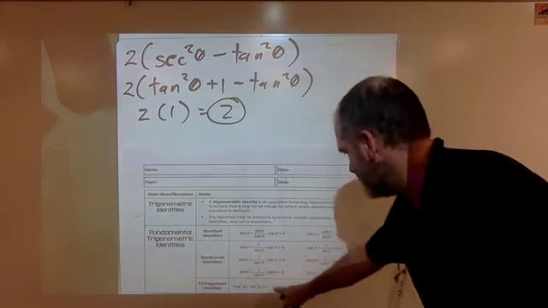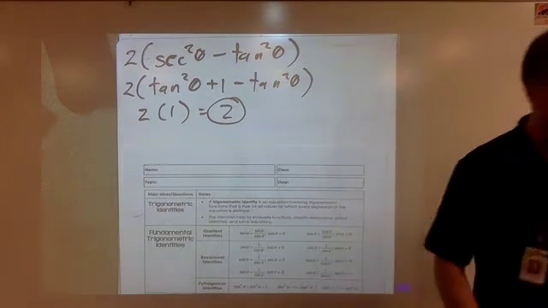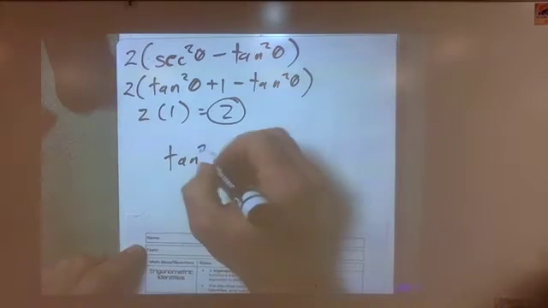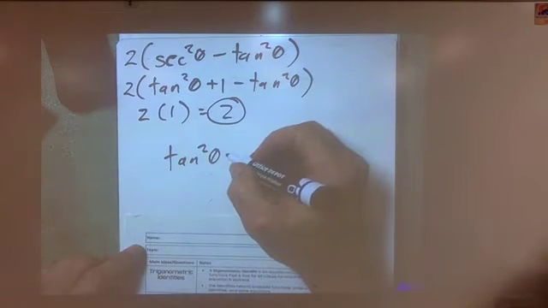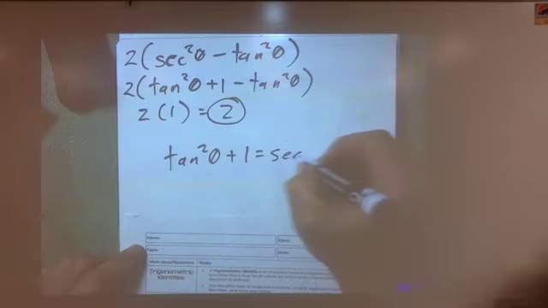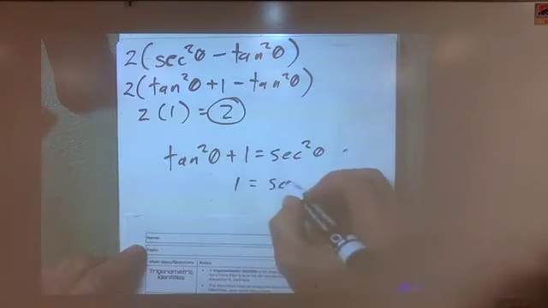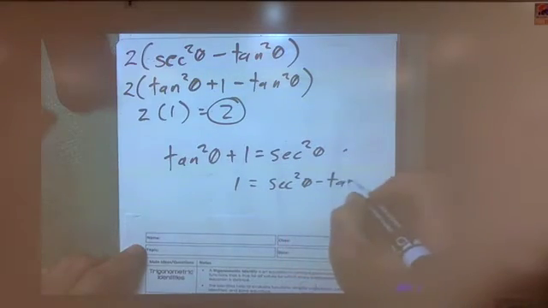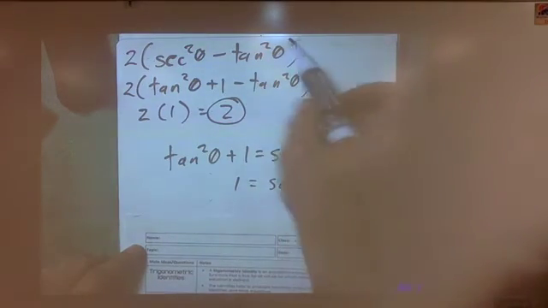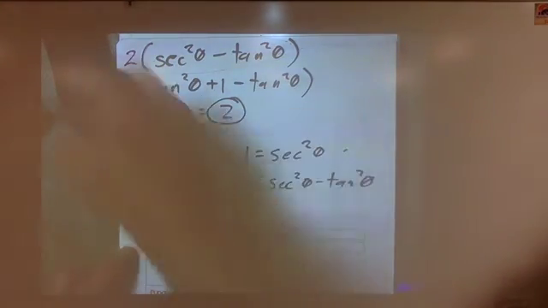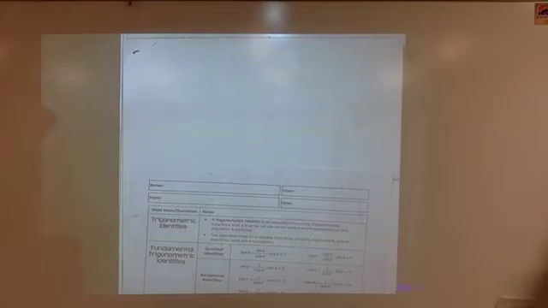And that would make sense if you took this identity right here, which I'll write a little bigger so you can see it, but it's tangent squared theta plus 1 is equal to secant squared theta. If you just subtract the tangent to the other side, you end up with secant squared theta minus tangent squared theta, and that's what we started with, and that is equal to 1. So this was just 2 times 1, which was 2, in case you forgot what 2 times 1 was. All right, so that looks scary, but that wasn't so bad.